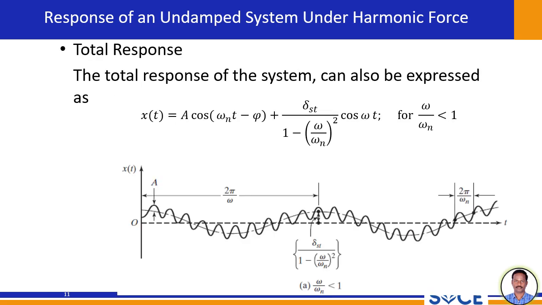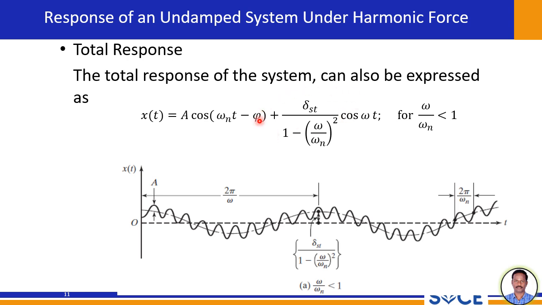Now, let's take a look at the total response of the system when the frequency ratio is less than 1, which we discussed as case 1. The total response x of t can be represented like this. Here, what is the meaning of this solution? This term represents the homogeneous solution, which is the natural vibration of the system. A is the amplitude, omega n is the natural frequency, phi is the phase angle determined by the initial conditions.